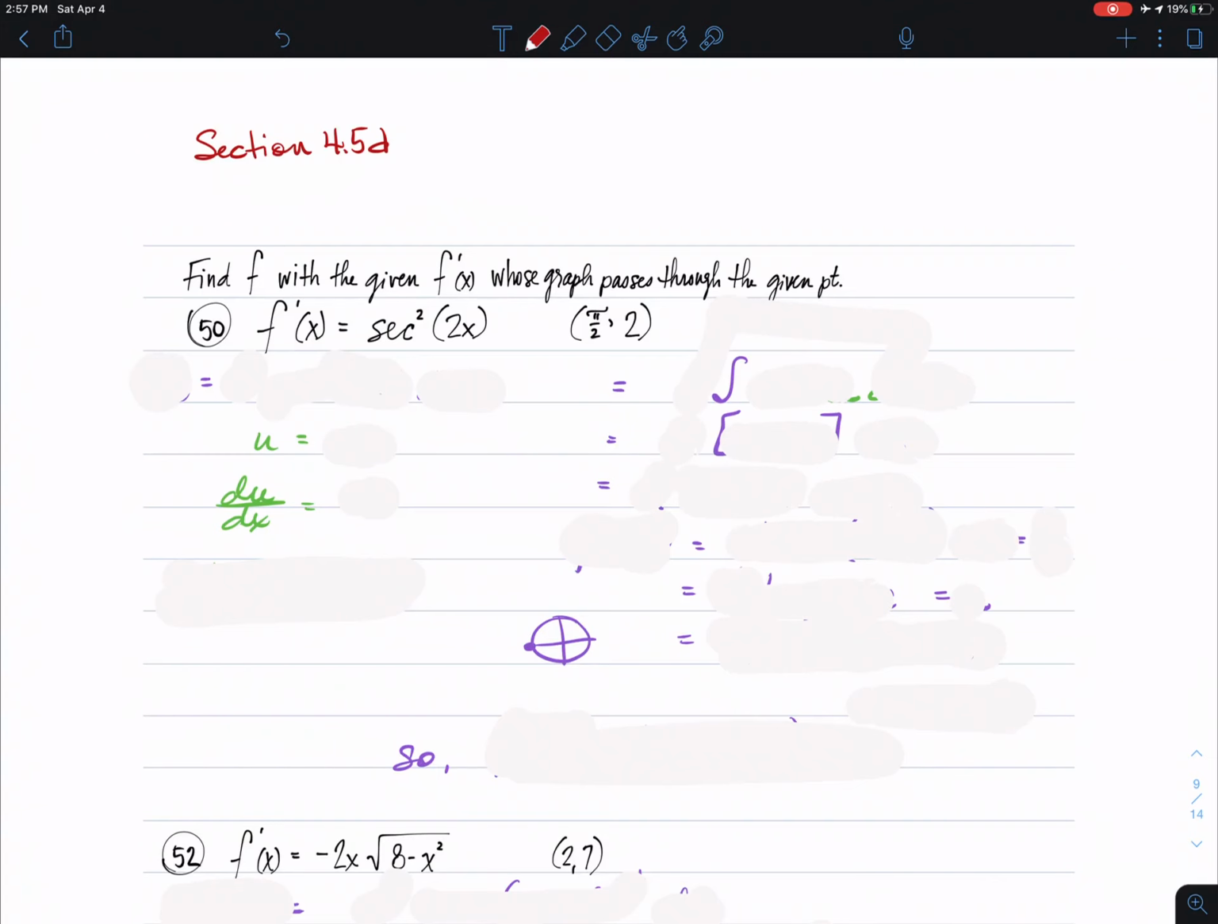Hey folks, so this is section 4.5d, the fourth video in section 4.5. So let's go ahead and take a look at this next example. It says that we should find f.